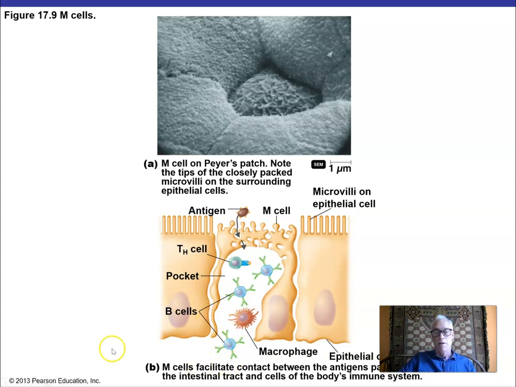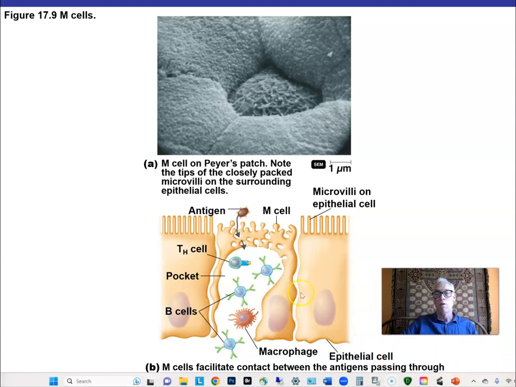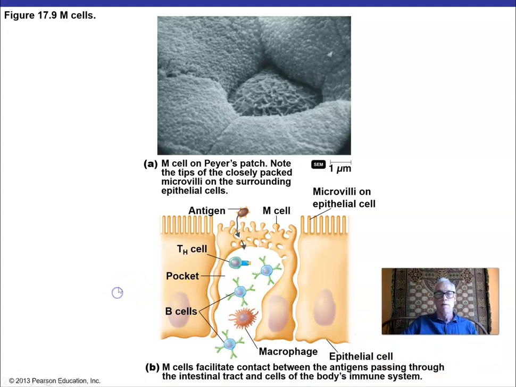B cells. We'll activate some helper T cells to let the antibodies be produced. There might be some cytotoxic T cells around that will get activated. So this is a way that we can transport the antigen, the pathogen, right into a nest of immune tissue and all the cells that are capable of doing humoral and cellular immunity.